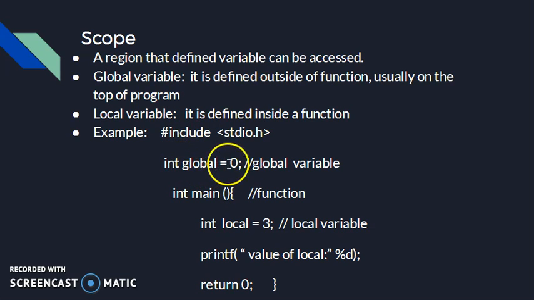Int global equals 0. These steps initialize global variable. This is the main function. Int local equals 3. This step initializes local variable. And printf, value of local. This step prints out the local variable, which is 3. And return 0, and this is the end of the function.